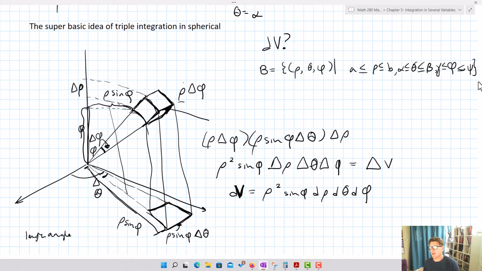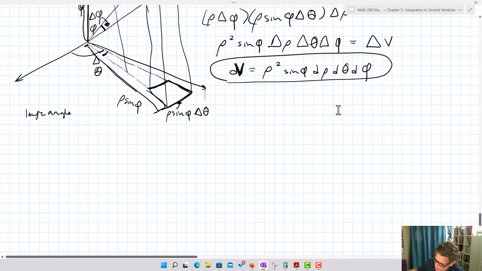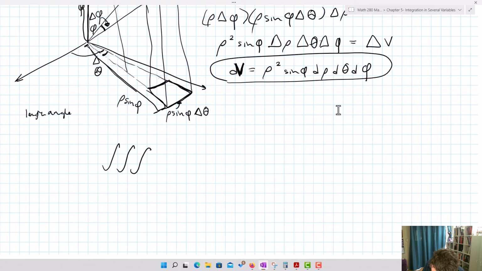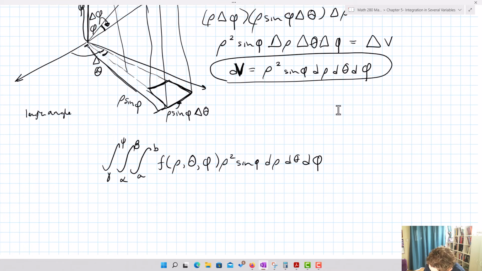Okay? Which we could put in any order that we really want to, but in this case, we're going to put it in this order. This is our standard order, and that ends up being the value that we'll put on the end of our triple integral. So our triple integral is going to end up being, we're going to integrate, okay? So phi is last, so we're going to go from gamma to psi. Theta is going to go from alpha to beta, okay? And rho is going to go from a to b. And then we're going to have our function f of rho theta phi times rho squared sine phi d rho d theta d phi. And that is our triple integral in spherical.